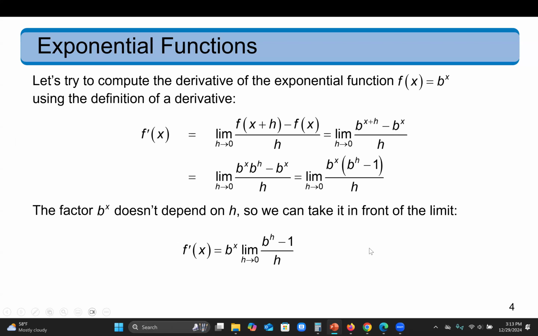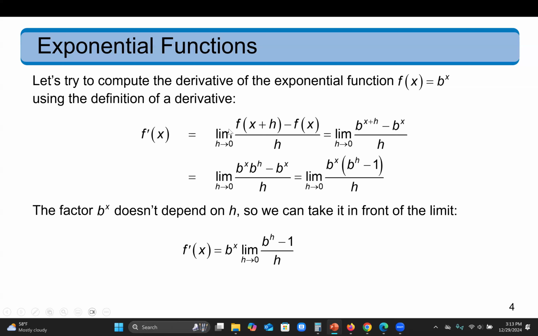Now let's look at the rules. So we start with the limit process. Let's say, for example, we want to find the derivative of f at x equal to b to the power x. Now, the variable is an exponent. So that's why we call this function an exponential function.